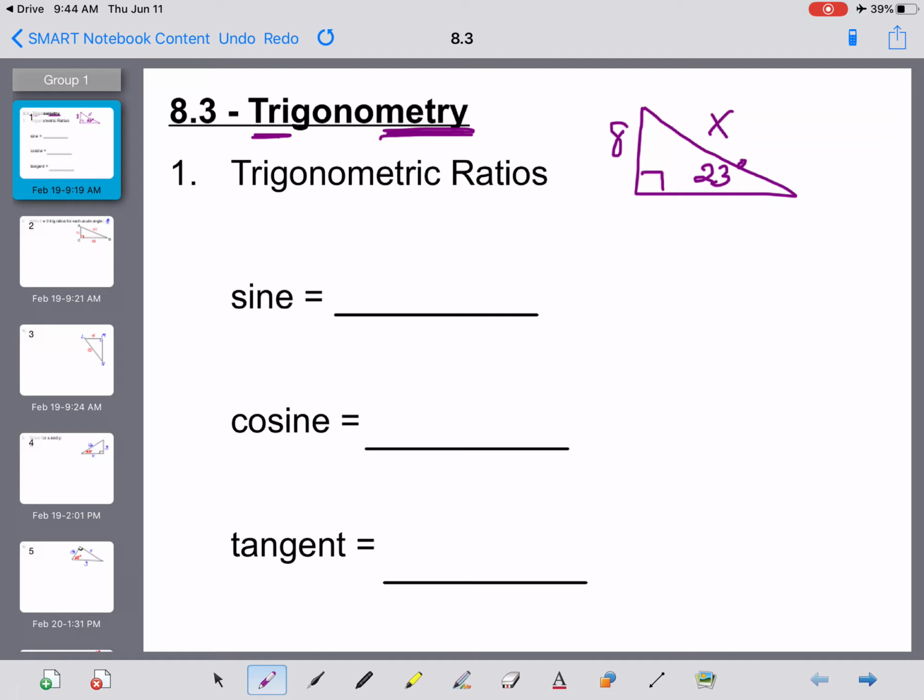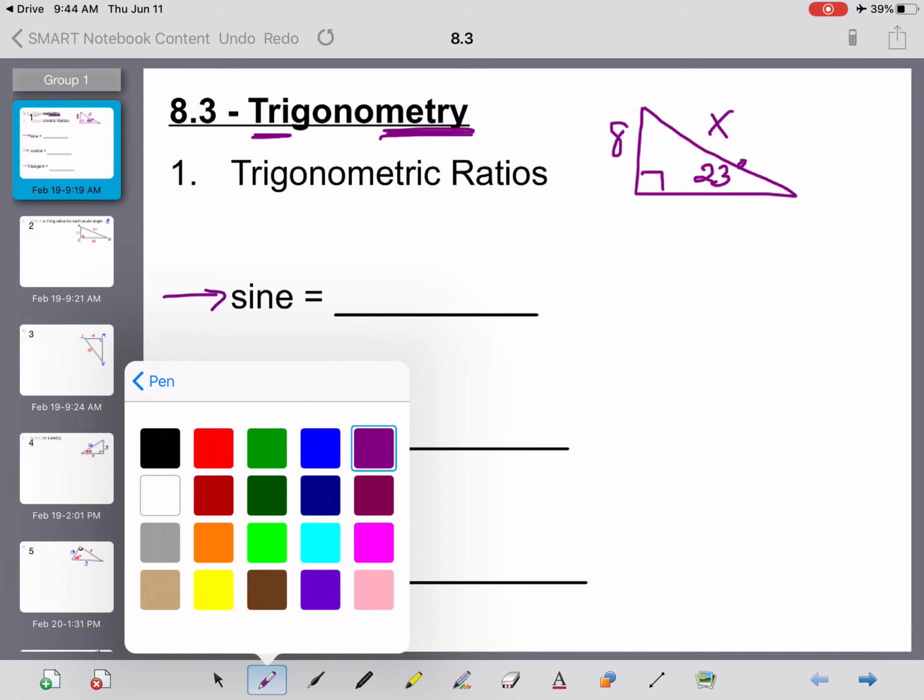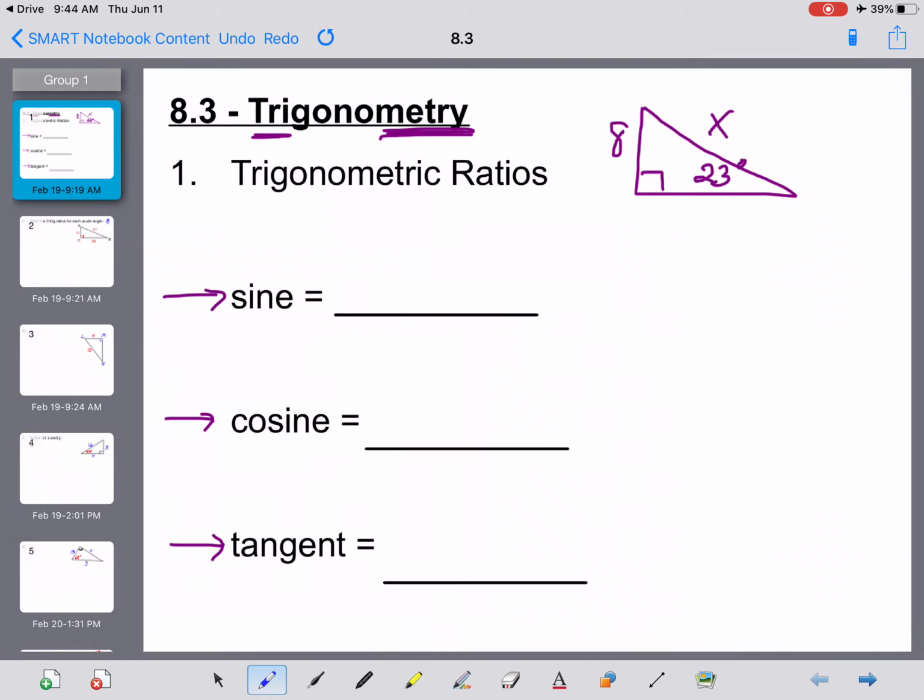So there are 3 basic trigonometric ratios here: sine, cosine, and tangent. Now what I have written out here is the actual full names of each of those ratios. They're more often known by their abbreviations. With the sine, we just leave off the E and write SIN. Cosine is just going to be COS, and then tangent is just going to be TAN.